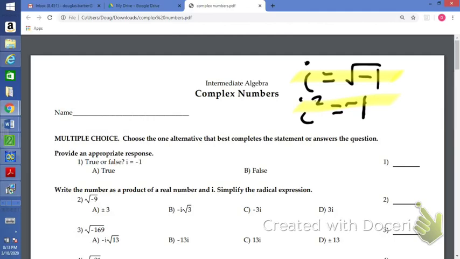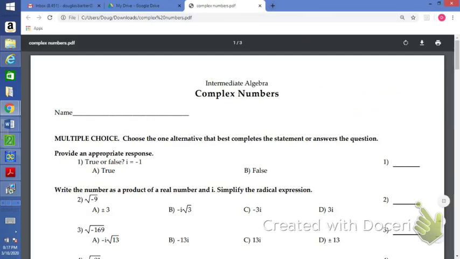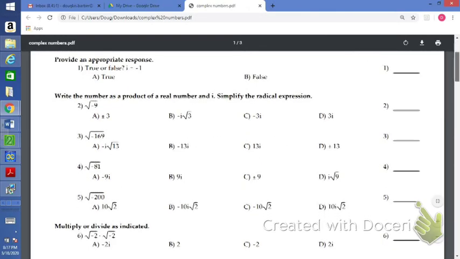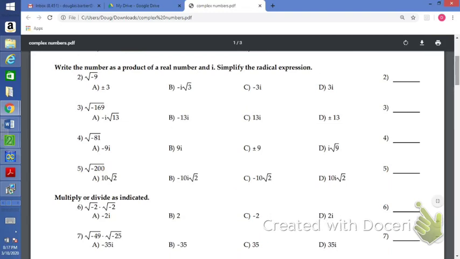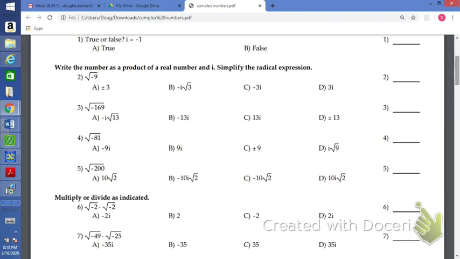Alright, so let's look at problems 2 through 5. Alright, so problems 2 through 5: write the number as a product of a real number and i, simplify the radical expression. Alright, so how do we do these? Okay, I'm going to just create my own example and do a couple. And then you apply them to the particular problems.